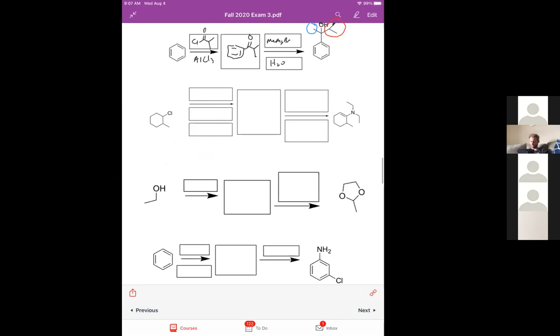This next one's probably longer than something I'm going to give you guys. But let's just go through it. So a couple of different ways you could do this. I would probably add in a small base first. It's going to let me do an elimination. And then BH3 THF, and peroxide. Nope, just alcohol.